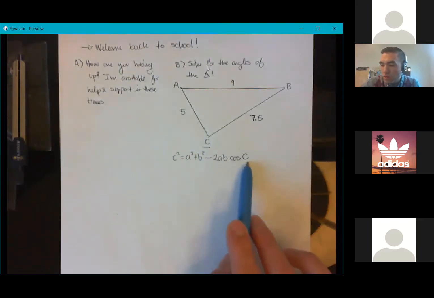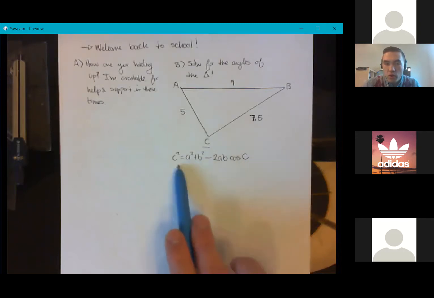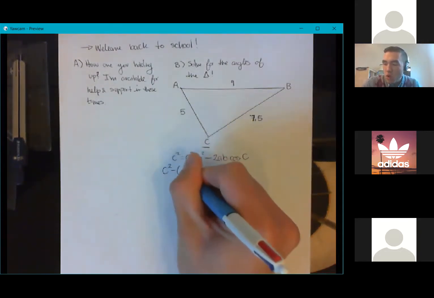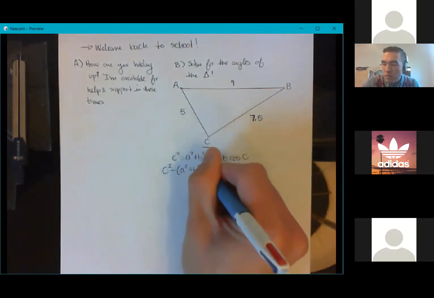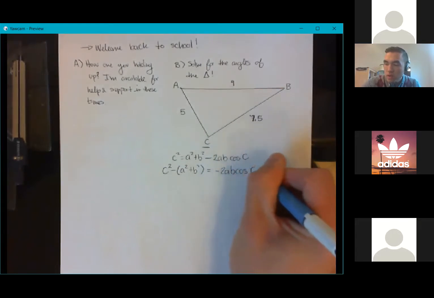So what do we do in order to solve for C? What do we have to do first? Isolate for C, for cosine C, right? Yeah. So we need to isolate cosine C to get C alone. But to do that, we're going to have to move some algebraic pieces over. What pieces do we move first? A squared and B squared. Yeah, we got to get rid of A squared and B squared. So we'll subtract those to the other side. So it'll be C squared minus the quantity of A squared plus B squared. This is going to be equal to negative 2AB cosine of C.